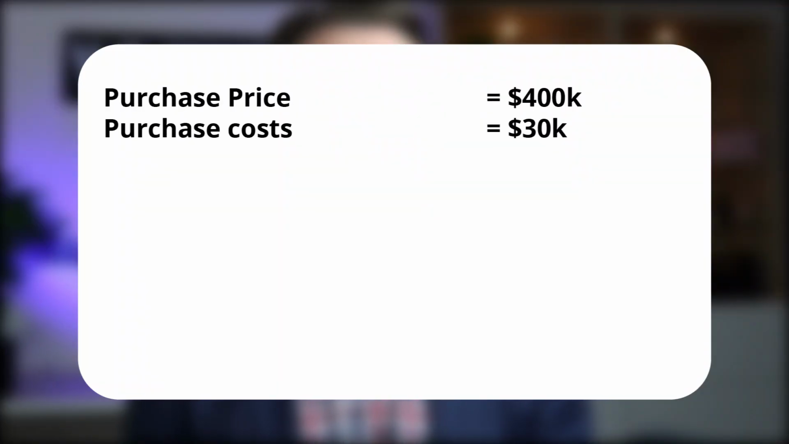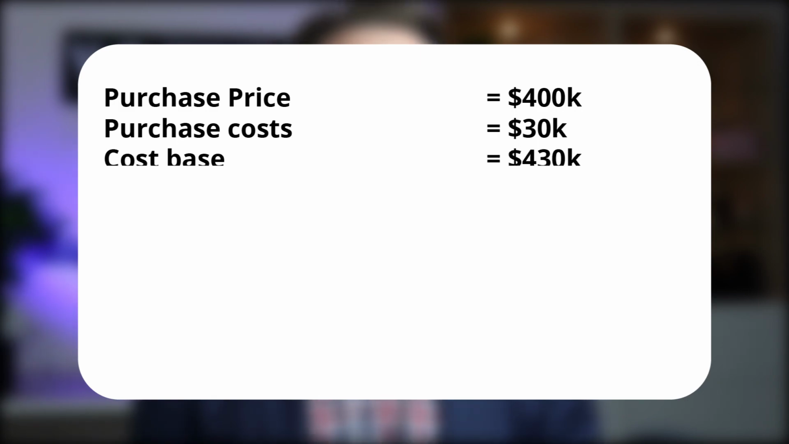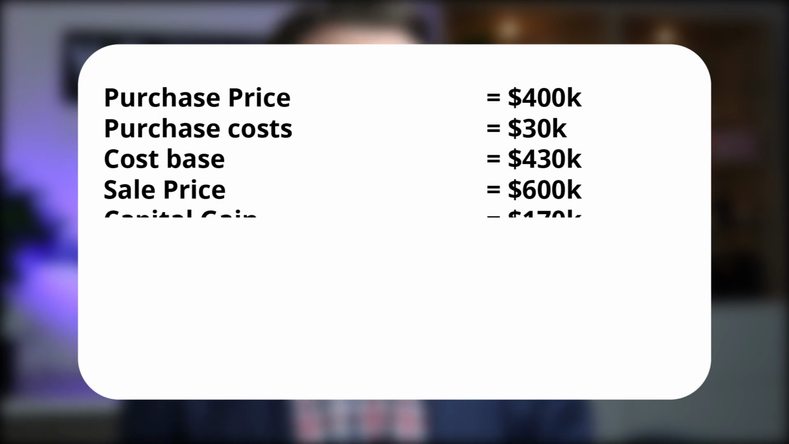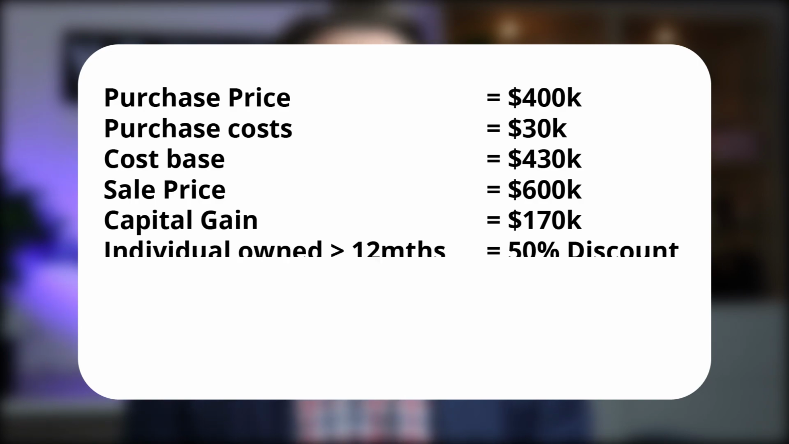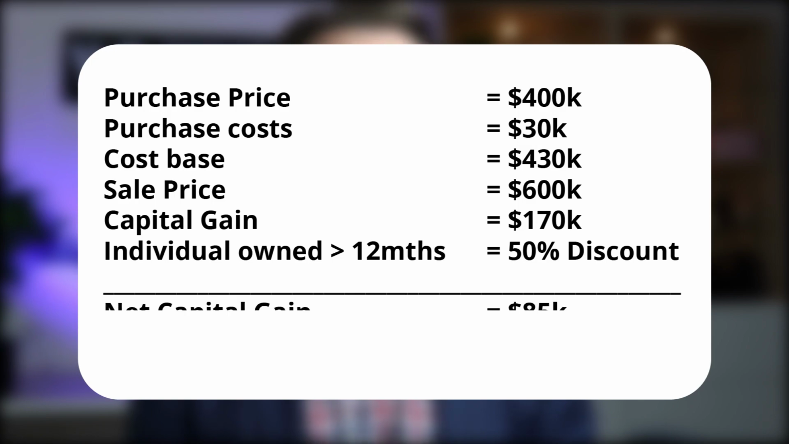Now, I find this makes a lot more sense if we use an actual example. So, same scenario, property bought for $400,000, purchase costs of $30,000, which makes the cost base $430,000. With a sale price of $600,000, your capital gain is $170,000. Let's say this person held the property for 2 years and as an individual, and therefore they qualify for the 50% discount. Therefore, the net capital gain is $85,000.